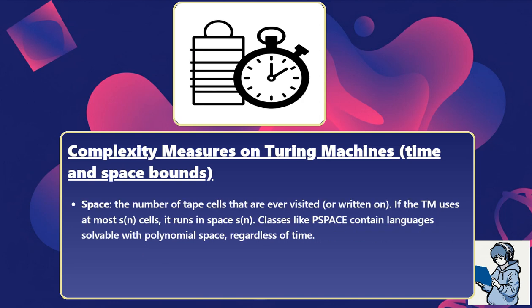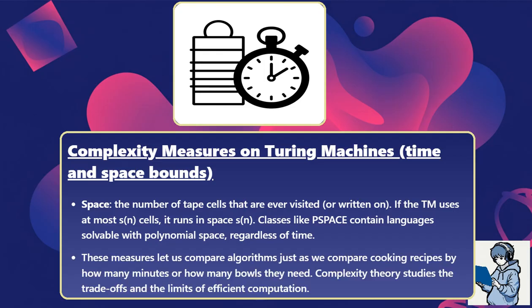The other resource is space, the number of tape cells that are ever visited or written on. If the TM uses at most s(n) cells, it runs in space s(n). Classes like PSPACE contain languages solvable with polynomial space, regardless of time. These measures let us compare algorithms just as we compare cooking recipes by how many minutes or how many bowls they need. Complexity theory studies the trade-offs and the limits of efficient computation.